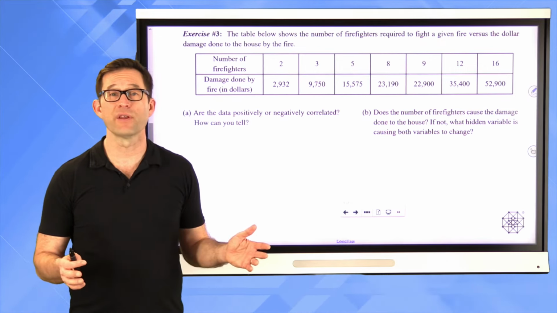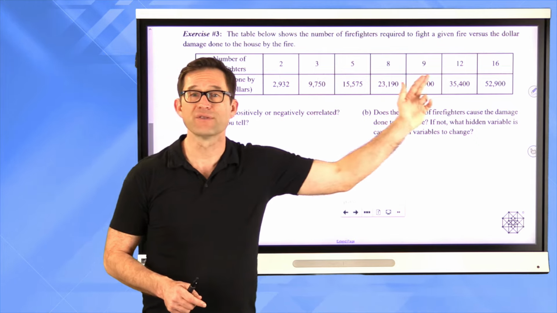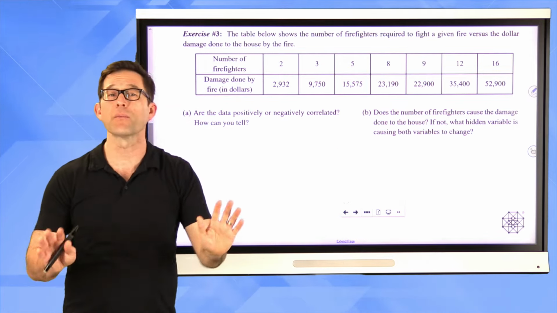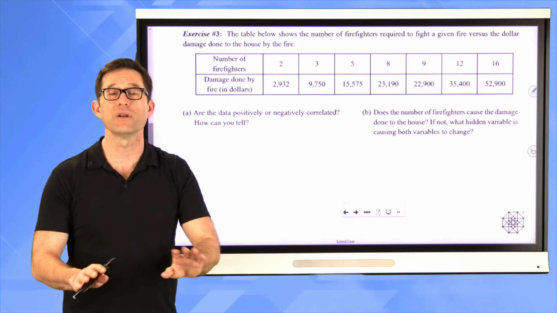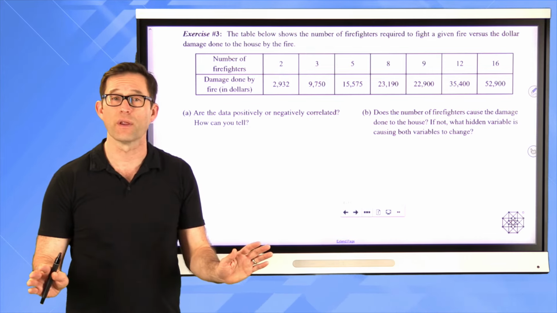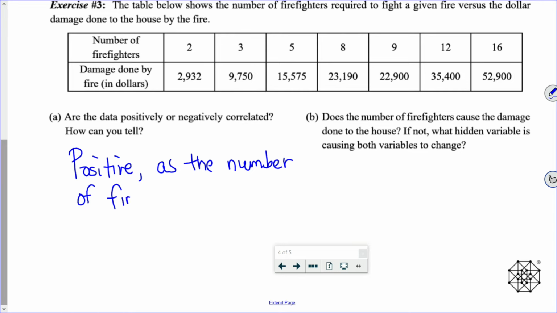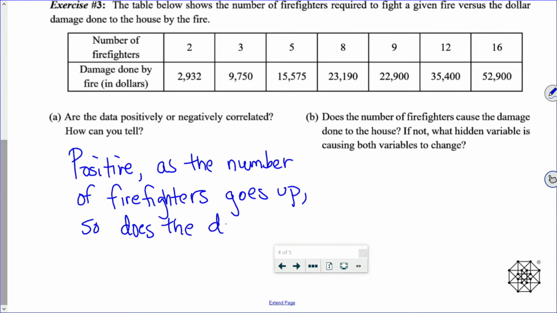Well, it's definitely positively correlated, right? As the number of firefighters is going up, the damage to the house is also going up. So that's always the question. Are the variables moving in the same direction? That's a positive correlation. If they're moving in opposite directions, that's a negative correlation. So this is a positive correlation. As the number of firefighters goes up, so does the dollar damage.